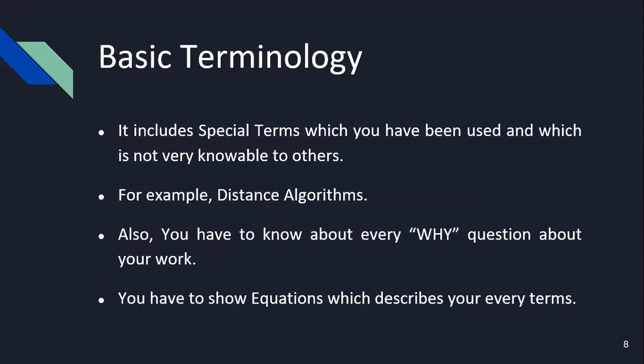After that, we come to the part basic terminology. It includes the special terms which you have used in your paper and which are not very well known to others. For example, your algorithm includes a term for calculating the distance. Now, there are many distance algorithms and equations. It depends on which is useful for your work. And if you are using it, then why? You have to have the answers to all of these.